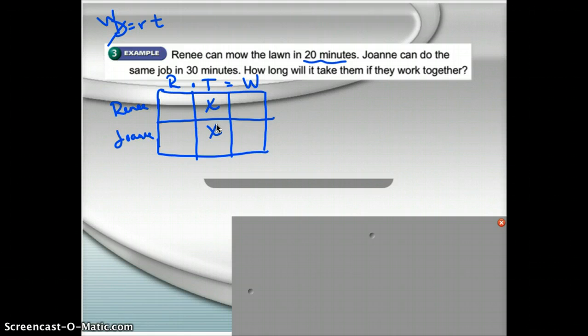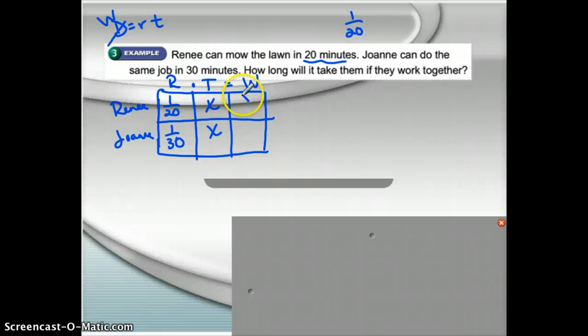And the rate, I think, might be the tricky thing to figure out. If it takes Renee 20 minutes to mow a lawn, that means she can do 1/20th of the job per minute. So her rate is 1/20th of a job per minute. Joanne can do 1/30th of the job per minute. And their work done, all you know is they're going to try to do the whole job. But rate times time would equal the work done as well.